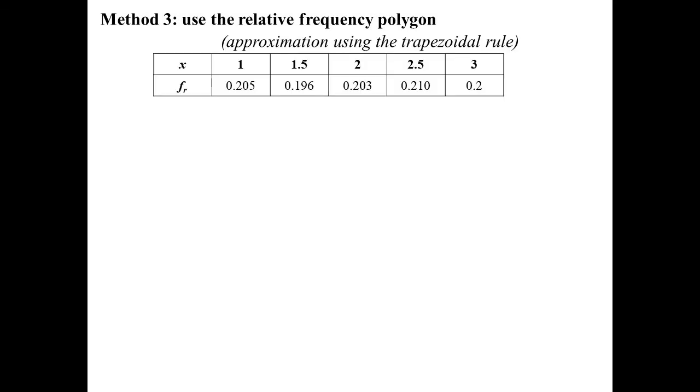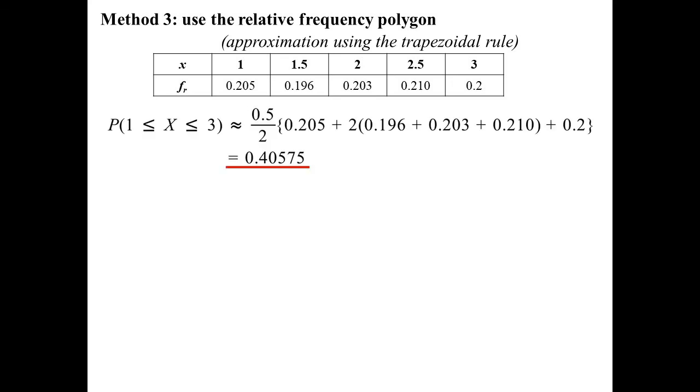Now, third way, I could use the relative frequency polygon, because also you recall yesterday we said the area under the polygon would be the probability. So if I'm going from 1 to 3, I'll use the trapezoidal rule to come up with that, and we actually get a little bit more accuracy there, 0.40575. But again, that's 0.406, same answer to 3 decimal places.